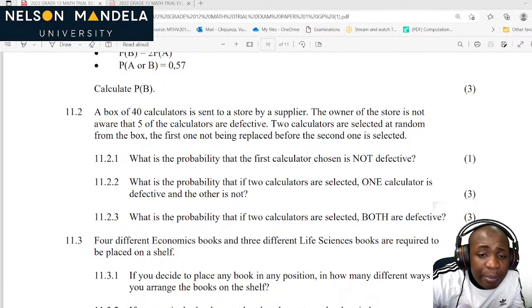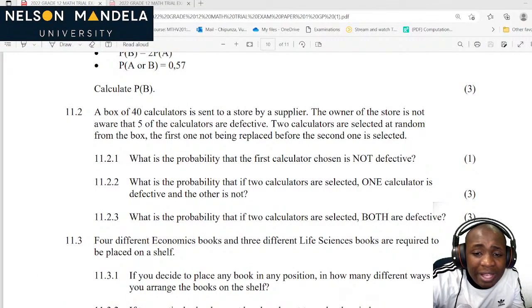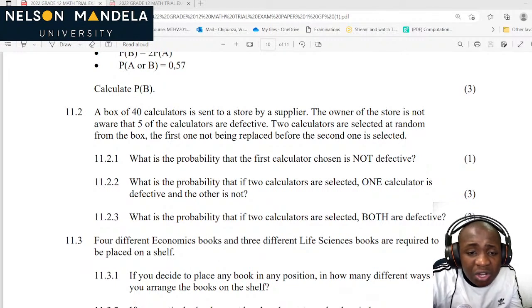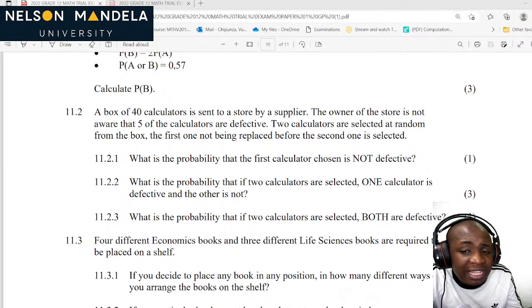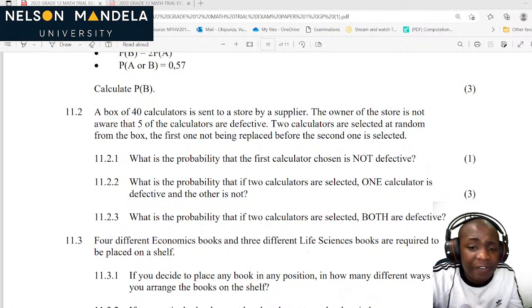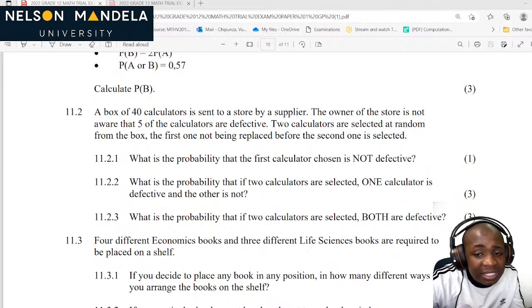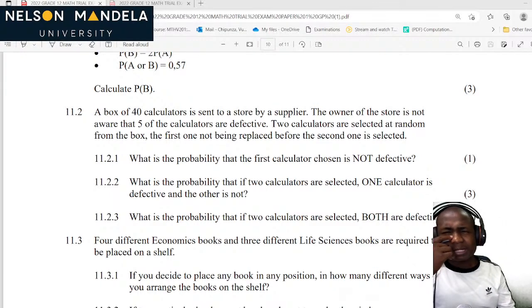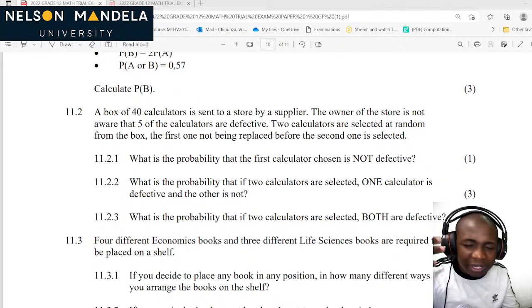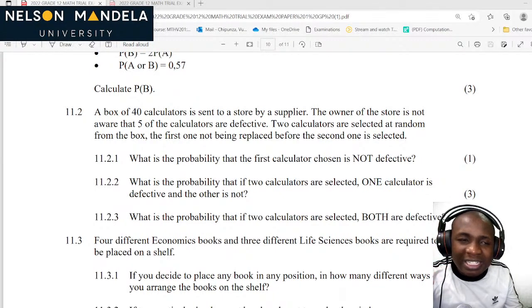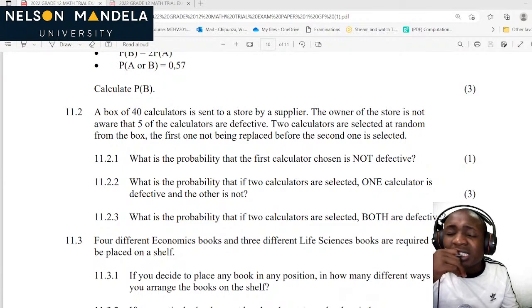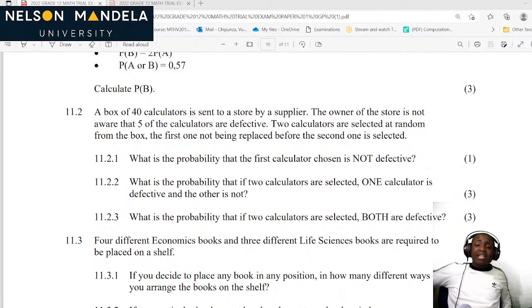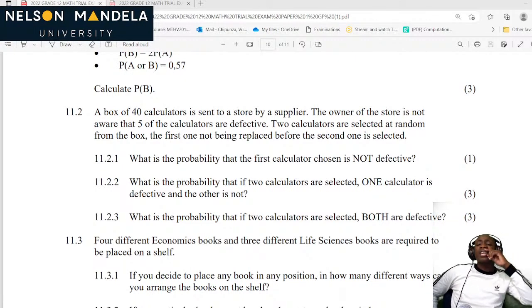A box of 40 calculators is sent to a store by a supplier. The owner of the store is not aware that 5 of the calculators are defective. 2 calculators are selected at random from the box, the first one not being replaced before the second one is selected. Not replaced. Your mind must now think about the probability of grade 11. You were also taught about the tree diagrams. So they took randomly, they didn't replace it, which means the sample space has to change.